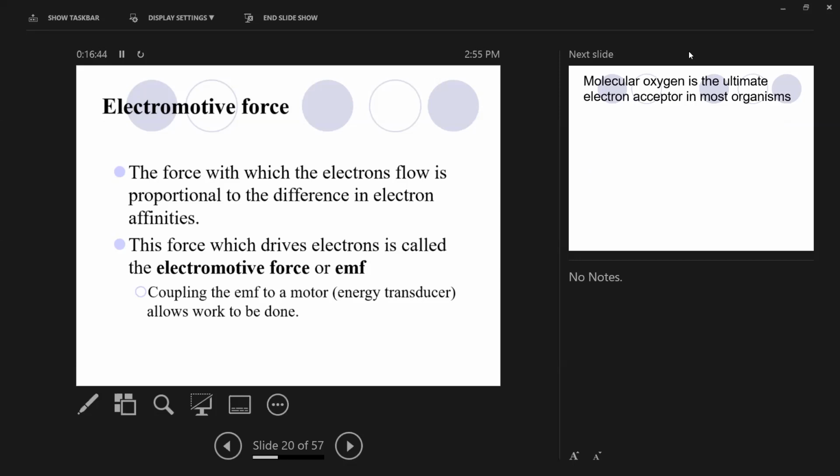Cells will couple EMF to motors. These motors are going to be electron energy transducers, and that's how the work is going to be done in the cell.